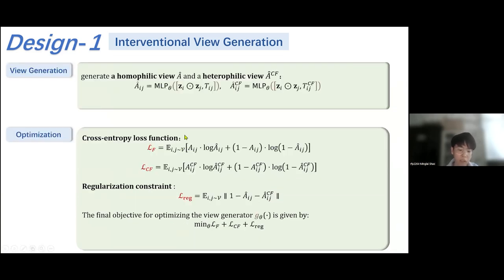Next, we use the causal model and the MLP to generate a homophilic view and a heterophilic view. Finally, we aim to optimize the view generator via two objectives: accurate node pair prediction on the observed outcome and accurate prediction on the estimated counterfactual outcome, which can be defined by the following cross entropy loss. In practice, we regularize the homophilic and heterophilic probabilities by making their summation for each node equal to one. The final objective for optimizing the view generator is given by.